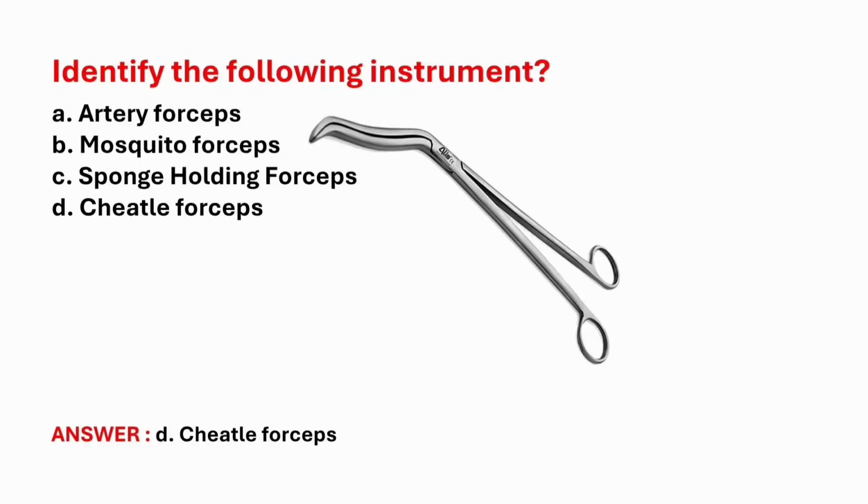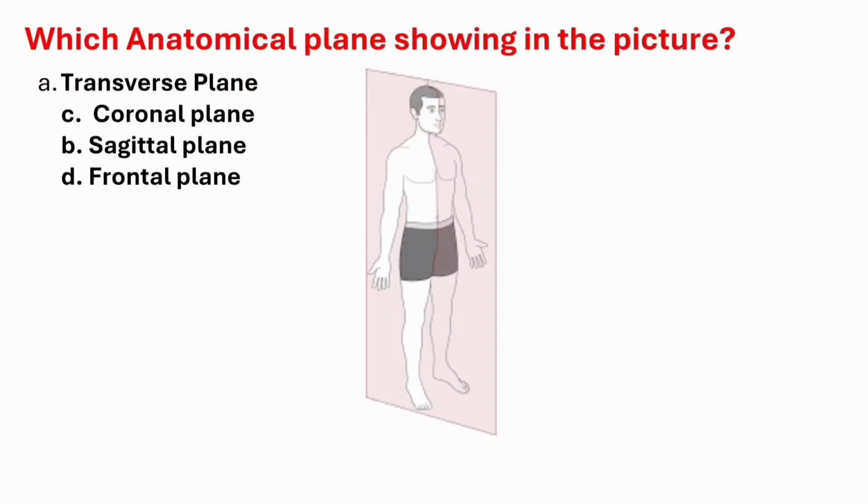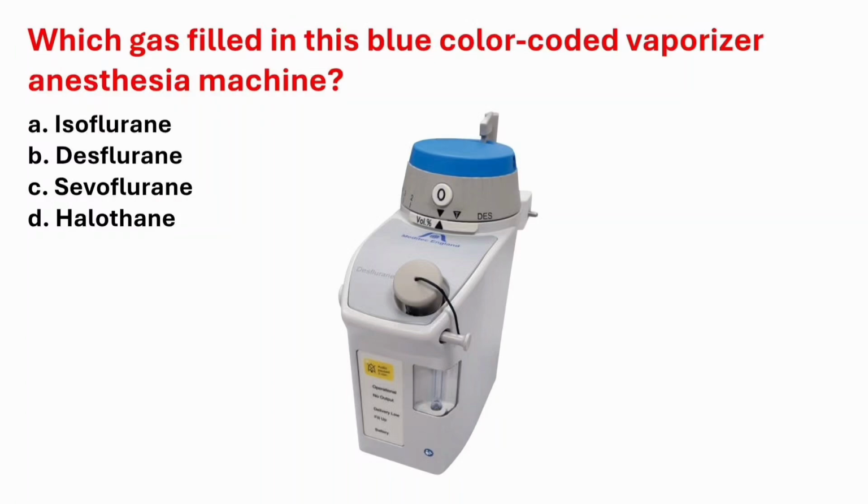Chittle forceps. Which anatomical plane is showing in the picture? A. Transverse plane. B. Sagittal plane. C. Coronal plane. D. Frontal plane. The correct answer is B. Sagittal plane.